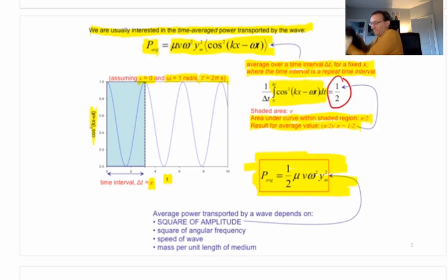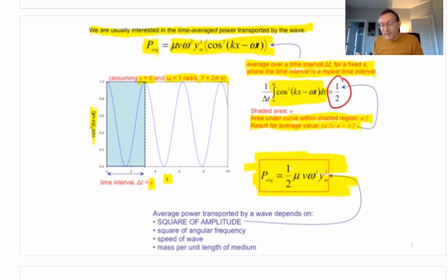1/2 times the mass per unit length mu of the string, the speed of the wave v, the angular frequency of the wave squared, and the amplitude of the wave squared. And those are the things that determine the average power of a traveling wave. Mu, v, omega, and y max. And the omega and the y max deserve a little more attention because they're squared in the formula. And when you square them, you make them more important.